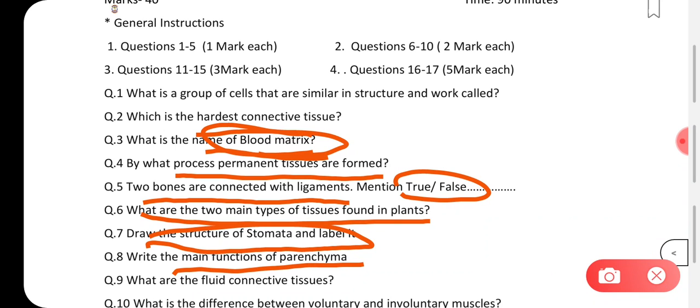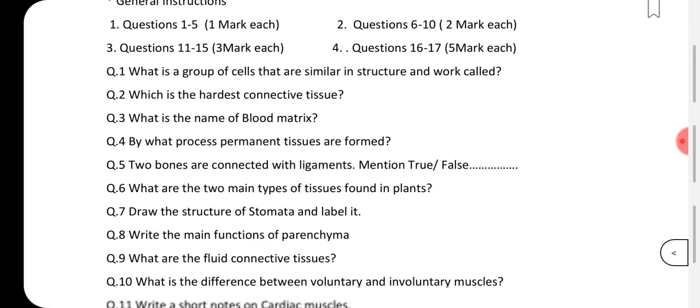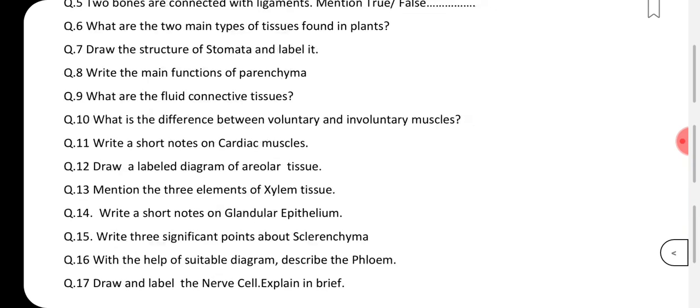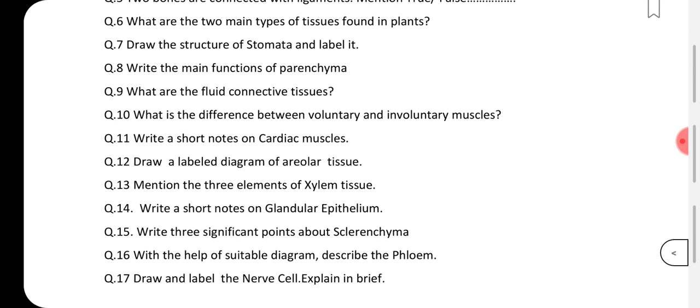Next question, what is the main function of parenchyma? Next question, what are the fluid connective tissues? Blood is one of the fluid connective tissues. There is one more, you have to answer that. What is the difference between voluntary and involuntary muscles? There are striated and unstriated muscles. See which one is voluntary and which one is involuntary. You have to also mention which one is uninucleate, which one is multinucleate, which is branched, which is unbranched, and light band, dark band, in which it is present and in which it is not. So like that, 2-3 points you have to prepare for this.